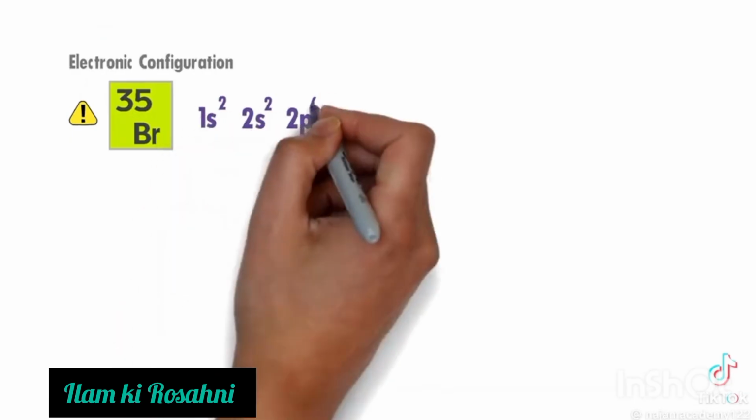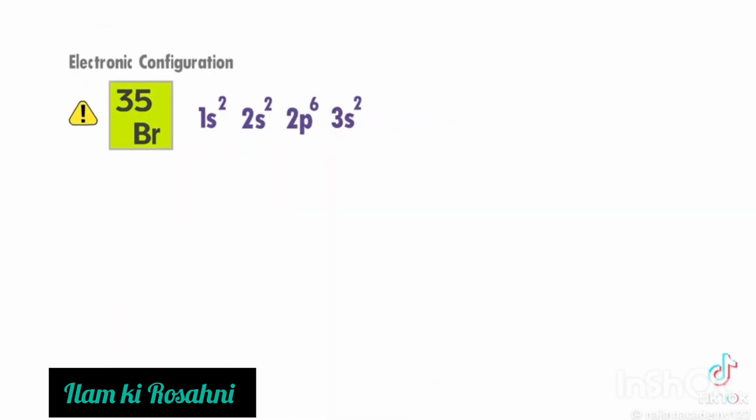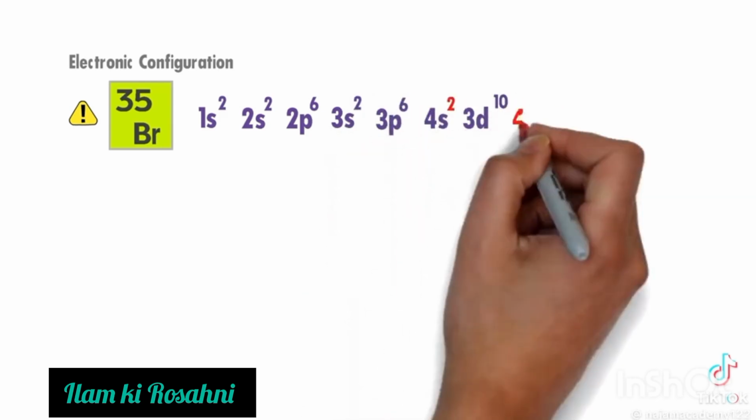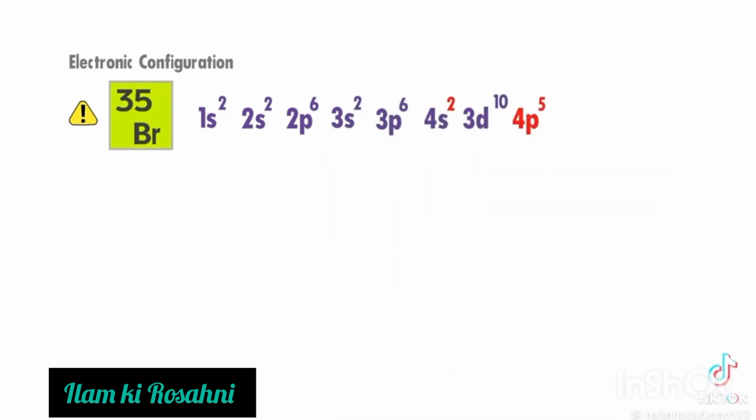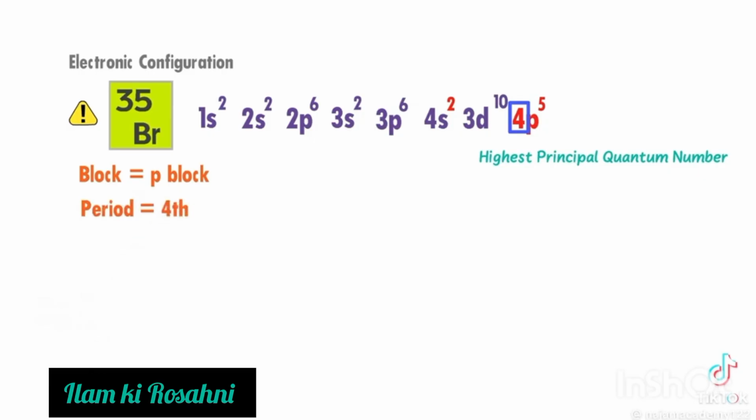Finally, the last special case is bromine, whose atomic number is 35. The electronic configuration of bromine is 1s2, 2s2, 2p6, 3s2, 3p6, 4s2, 3d10 and 4p5. The last electrons of bromine are in the p orbital, so bromine is a p block element. The highest principal quantum number of bromine is 4, so bromine is present in the 4th period.